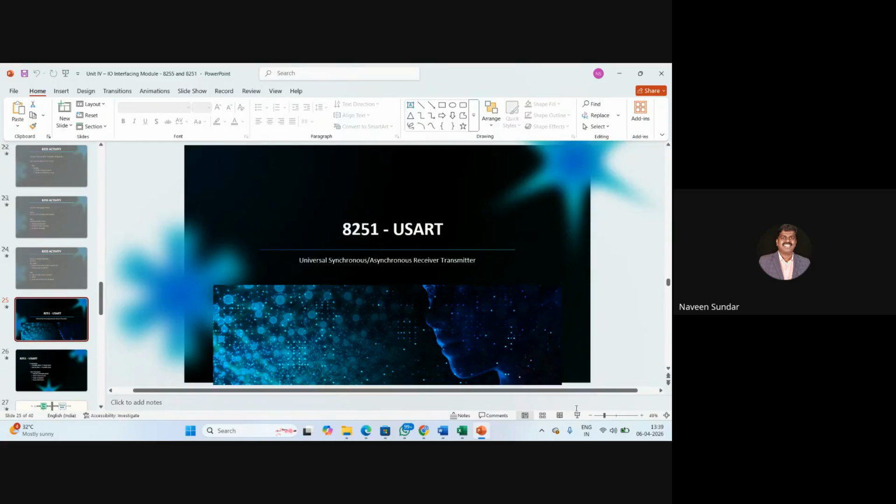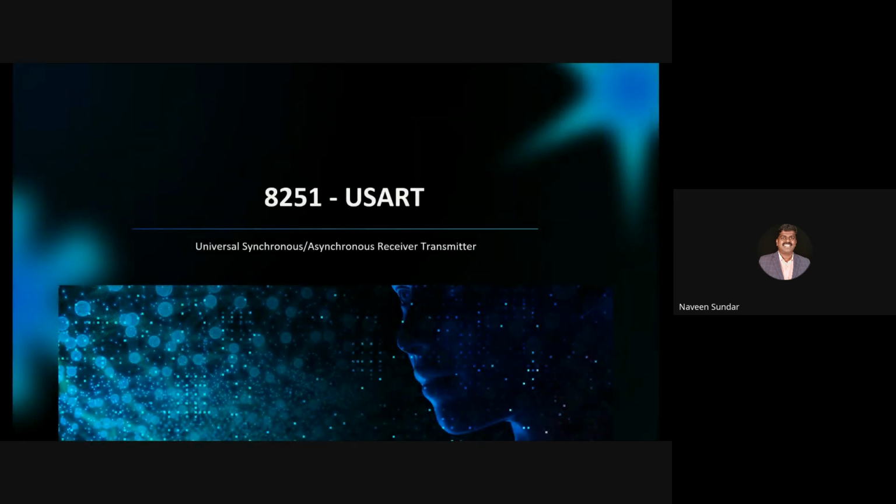So we will see about the next chip, that is 8251, that is USART, Universal Synchronous Asynchronous Receiver Transmitter. Okay, so that we will see now.